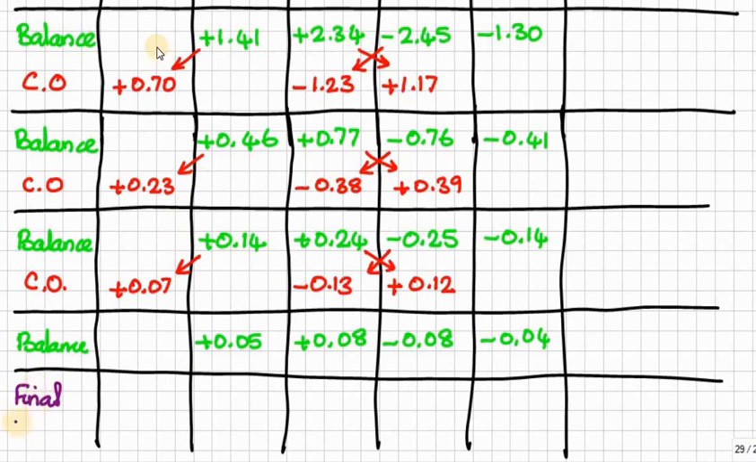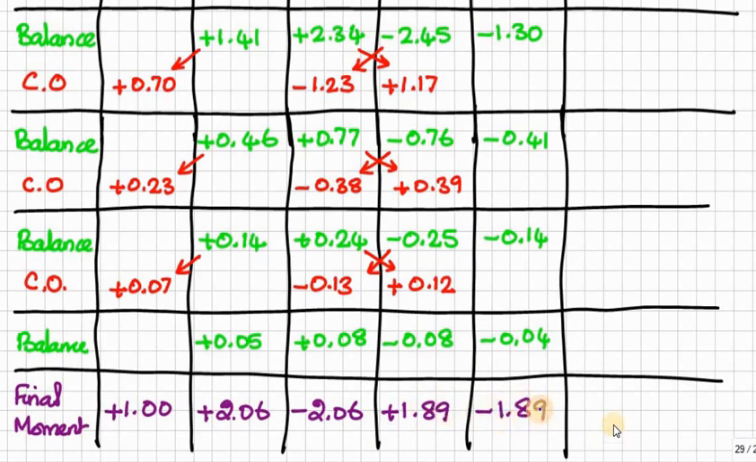Just add all the moments under the column AB, algebraically. So you will get plus 1.0 plus 2.06 minus 2.06 plus 1.89 minus 1.89 and 0.